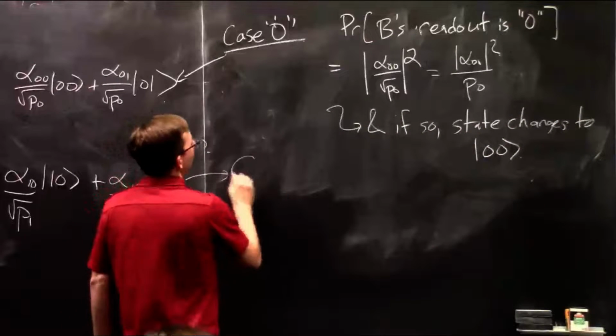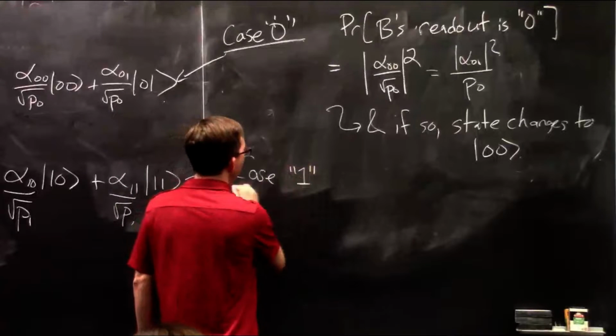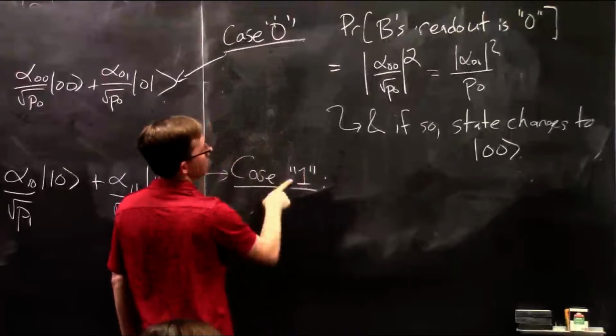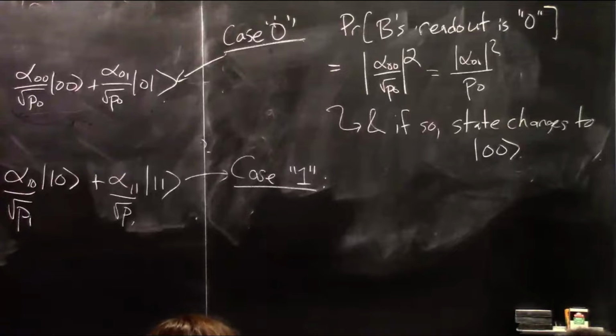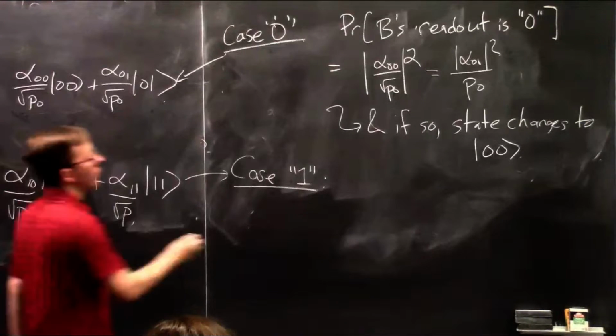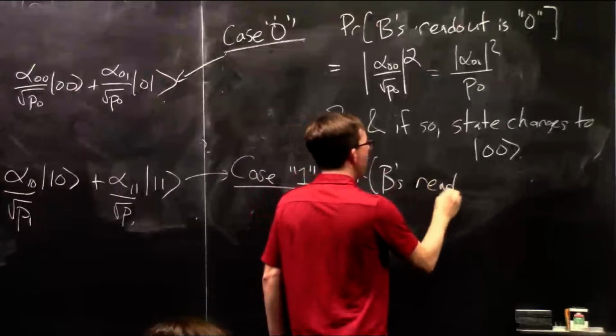And what about had Alice's readout been 1? Had Alice's readout been 1, this would have been the state going into Bob's measurement. So again, we pick off all of the, well, let me write it. The probability that B's readout is 0 in this case.